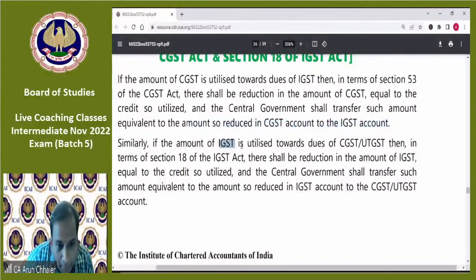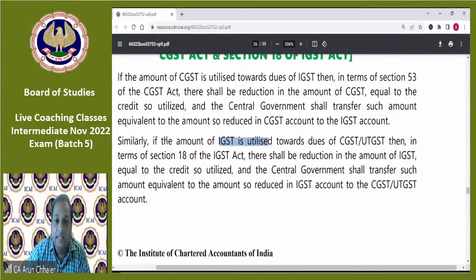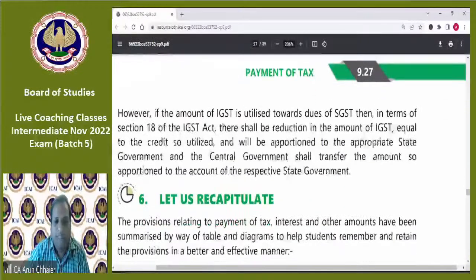Similarly, if the amount of the IGST is utilized toward the dues of the CGST, then in terms of section 18, there shall be a reduction of the amount of the tax. That is okay. The theoretical part, that is okay. Let's move to the important one. I would like to solve some questions. I have one PPT. Quickly answer the question. You all are requested to quickly answer the question.